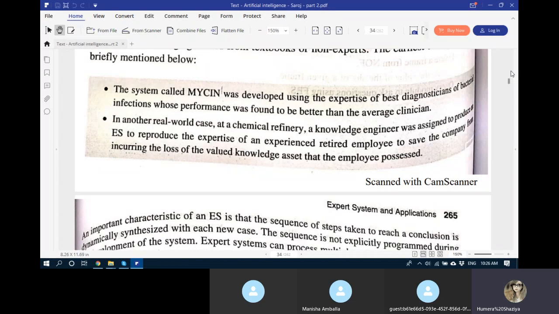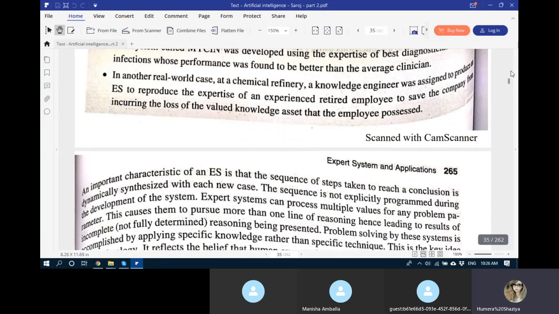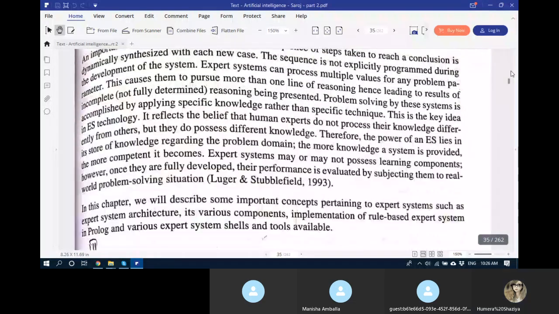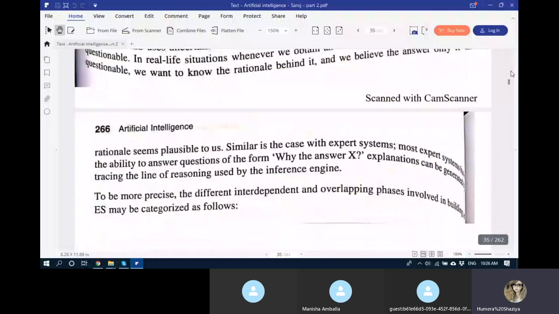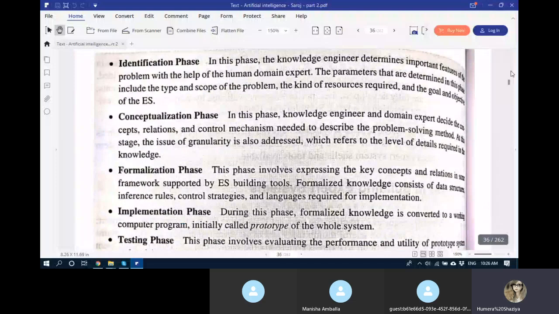Okay, students, I hope it is clear, the introduction to expert system. Let us look at the phases in building an expert system, how we can develop an expert system. There are 5 phases in which an expert system is developed: identification phase, conceptualization phase, formalization phase, implementation phase, testing phase.